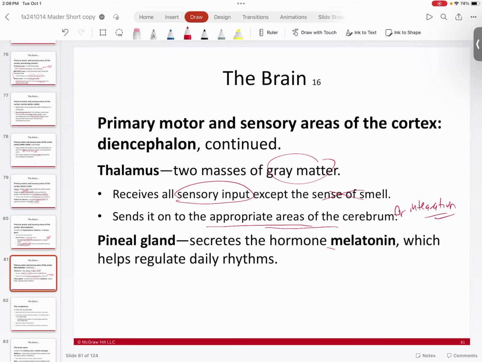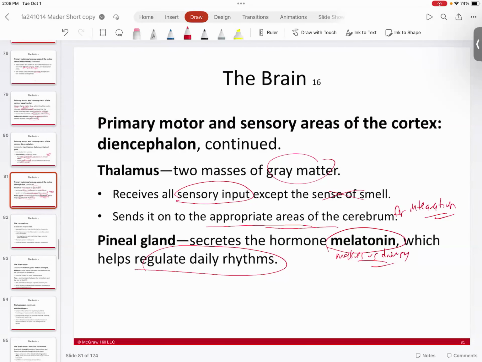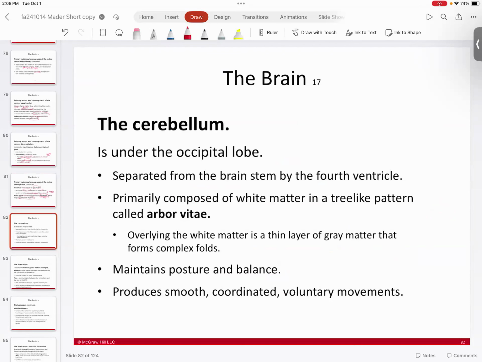Your pineal gland secretes a hormone called melatonin, which is kind of like our natural sleeping pill. So this basically regulates day rhythm, and it makes us drowsy. So your circadian rhythm is regulated by melatonin, as well as your drowsiness.